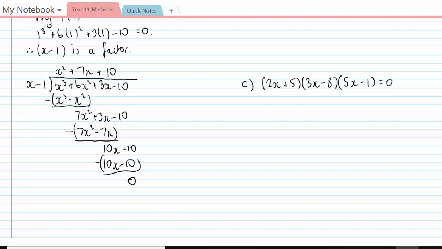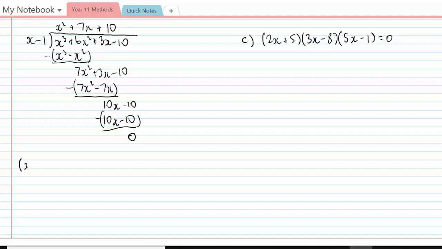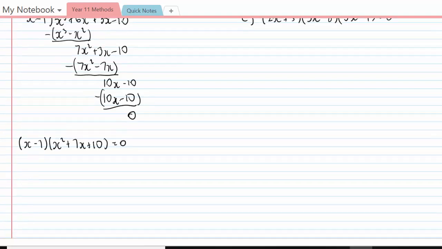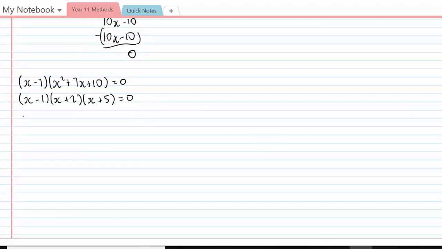Sorry about that. So that means that the polynomial from above can be written as x minus 1 multiplied by x squared plus 7x plus 10 equaling 0. And now I just need to factorize that quadratic part of it, which I can do using the add to give, multiply to give rule. So two numbers that add to give 7 and multiply to give 10, which are going to be 2 and 5. And now that's completely factorized, so I can apply the null factor law to get x equals positive 1, x equals negative 2, and x equals negative 5.